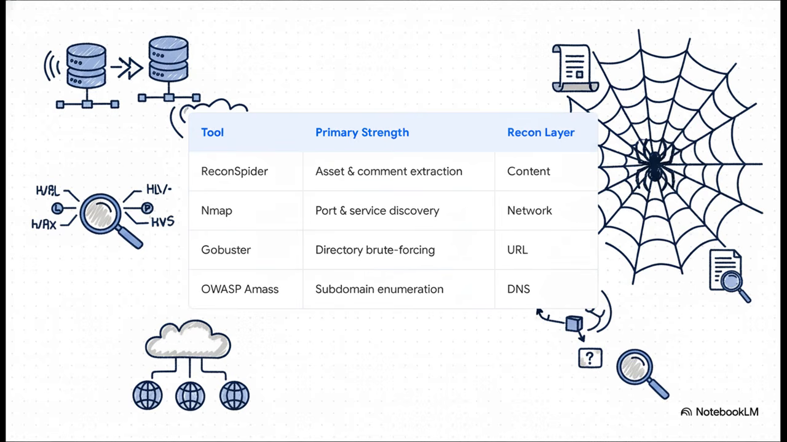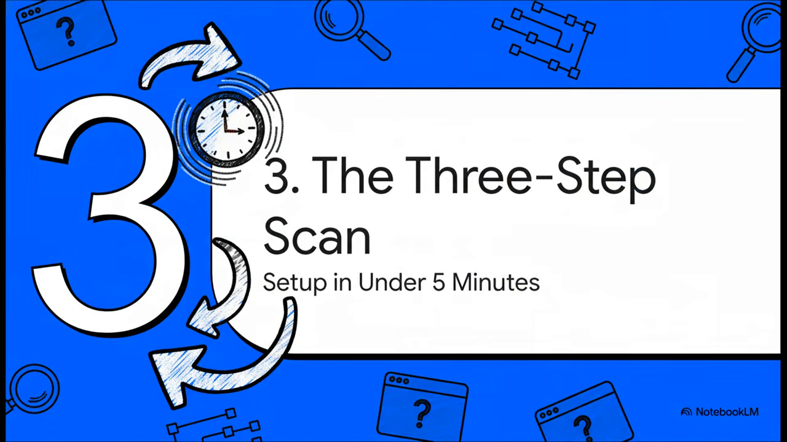It serves a different and very specific purpose. This table really lays it all out, doesn't it? You can see how tools like Nmap, GoBuster, and Amass each own a specific layer: the network, the URL, the DNS. Well, ReconSpider is that missing piece of the puzzle. It's designed to focus entirely on that content layer. They don't compete with each other. They're designed to work together in your toolkit. Okay, enough talk. Let's see how this thing actually works.